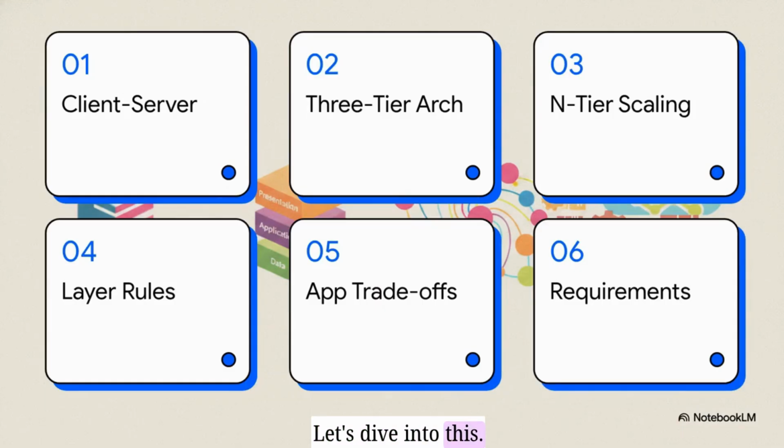Okay, let's dive into this. Here's our roadmap for today. First, we'll hit the client-server foundation, then enter three-tier architecture, and see how that scales right up to n-tier layering. From there, we'll unpack layer responsibilities and rules, look at the trade-offs in enterprise apps, and wrap up with a look ahead at requirements engineering.